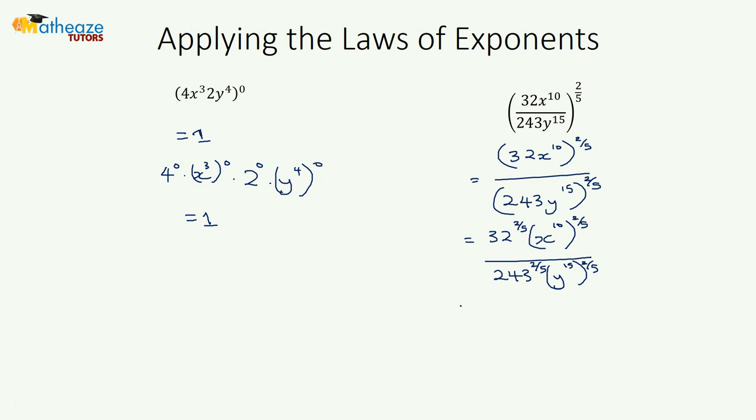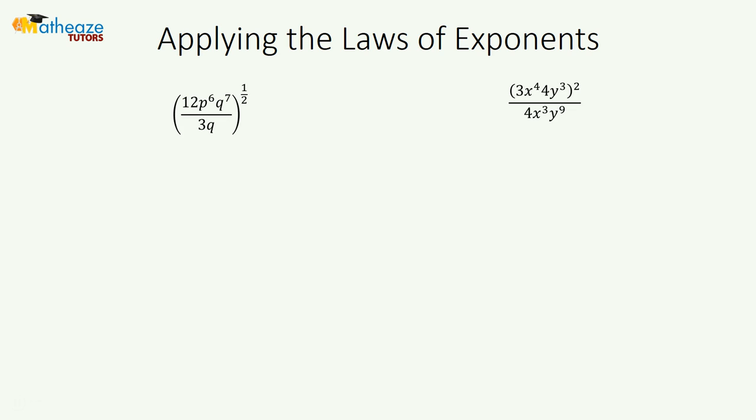So we're going to rewrite this as the fifth root of 32 squared, and then x to the power of 10 times 2, 20 divided by 5, that's 4, divided by the fifth root of 243 squared, and then y 15 times 2, 30 divided by 5, 6, y to the power of 6. So this is going to give us 4x to the power of 4 divided by 9y to the power of 6. If you have any problems trying to identify this, the video on exponents will show you exactly how we get there.